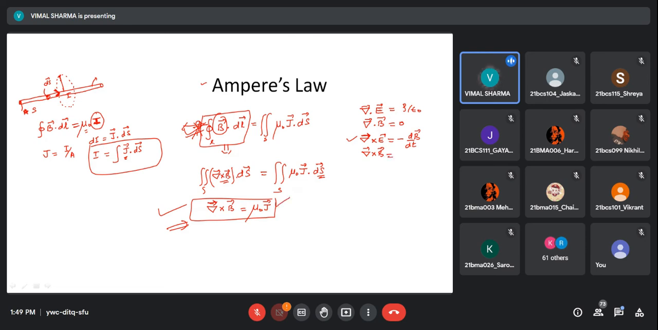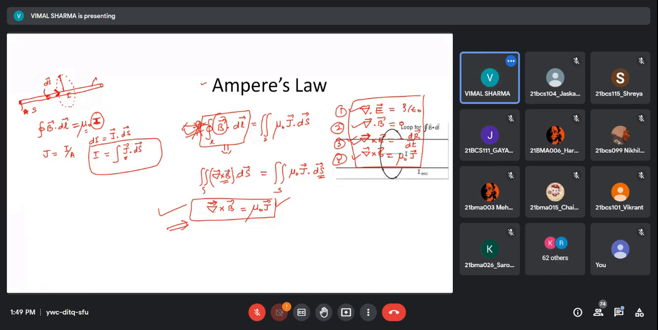And we have curl of magnetic field according to Ampere's law. It is mu naught times current density J. So these are what? These are Maxwell's four equations, the differential form of Maxwell's four equations.